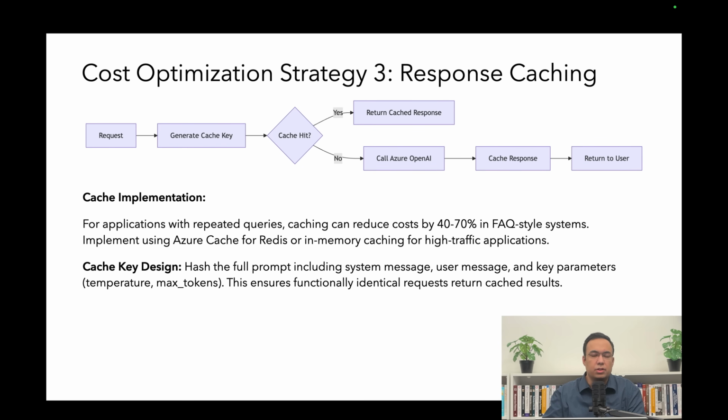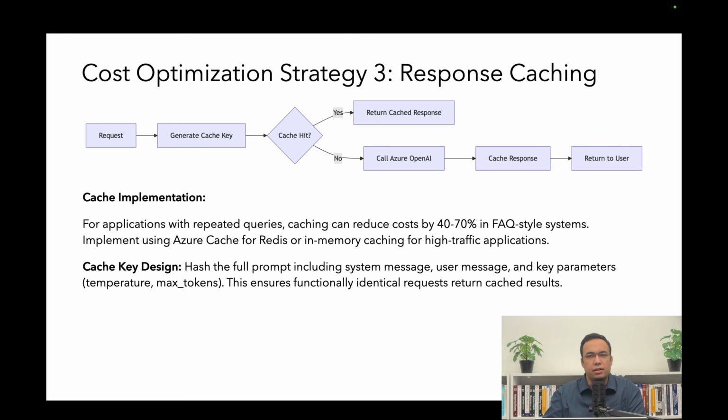A request comes in, you generate a cache key from request parameters, and you check if there is a cache hit. If yes, you return the cached response immediately, paying no API cost. If no, you call Azure OpenAI to generate a fresh response, then cache that response for future requests, and then return it to the user. Implementation typically uses Azure Cache for Redis, or just a standalone self-hosted Redis for distributed caching, or in-memory caching for single instance applications. For high traffic applications, Redis provides a shared cache across multiple application instances.